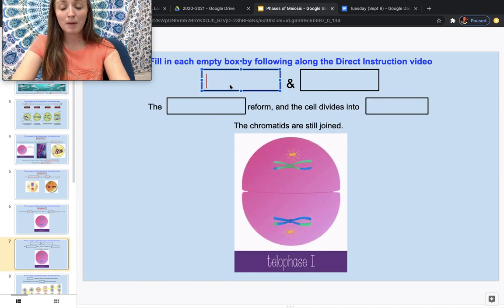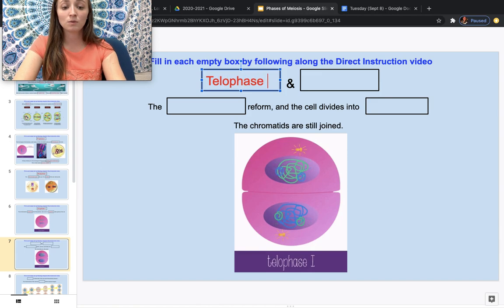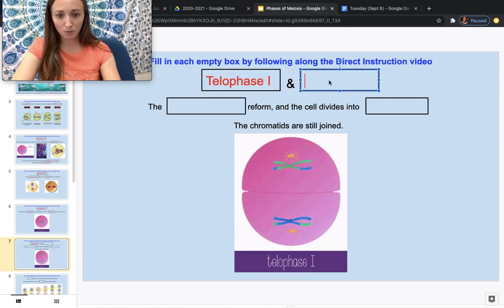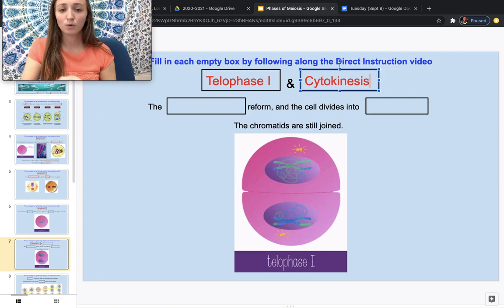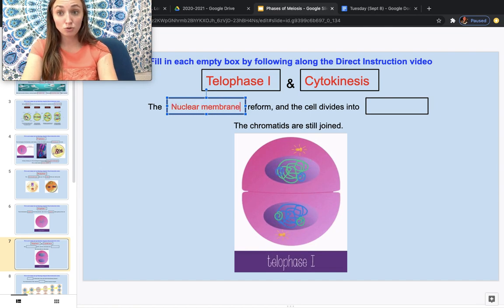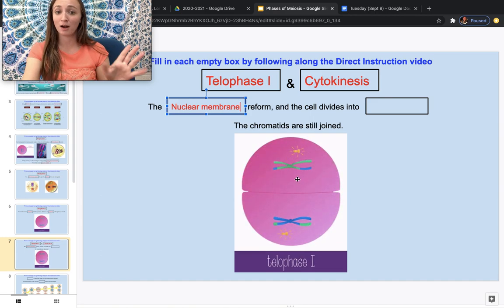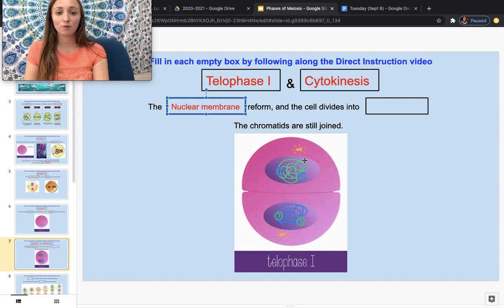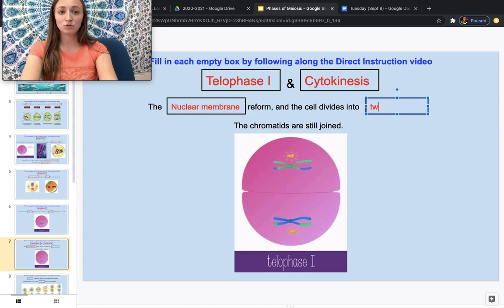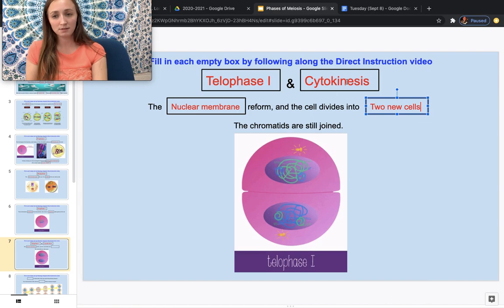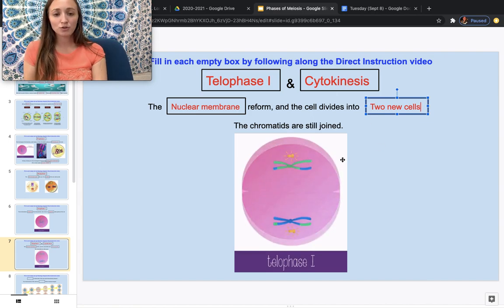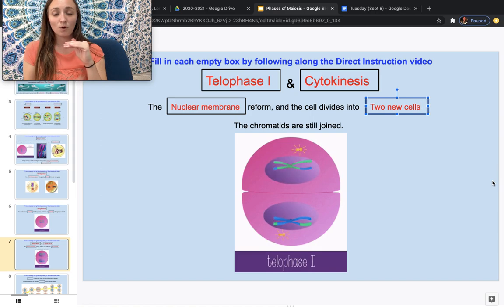Last step, remember PMAT. So we have telophase 1, and then after telophase 1, we have cytokinesis, which is when it actually splits. Remember in telophase, that nuclear membrane, or the new nucleus, will reform around that chromosome, which is now by itself. Remember, it doesn't have its pair because they separated. So that nucleus is going to form right around that and divide into 2 new cells during cytokinesis.